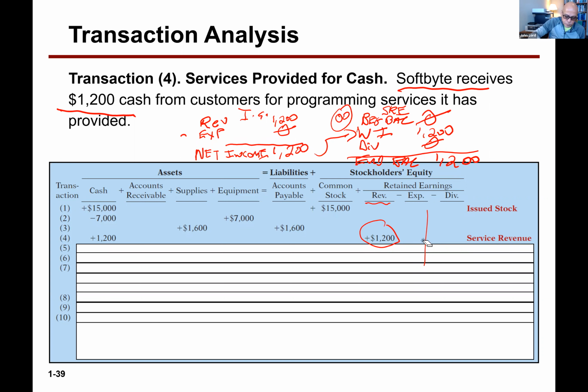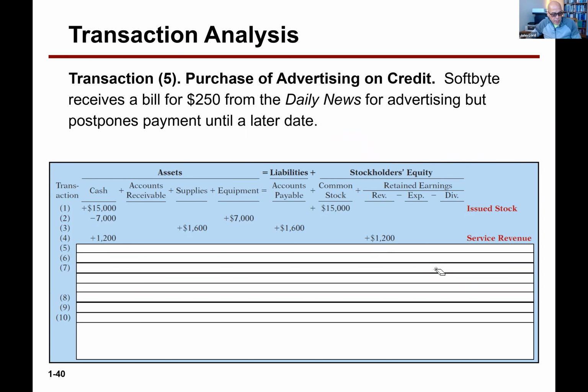Question. Okay, good. Let's go ahead and take a look at the next transaction. We purchase advertising on credit and receive a bill for $250 from the Daily News for advertising, but we postpone payment until a later date. Okay, so what happens? It's on credit. We haven't paid it yet.